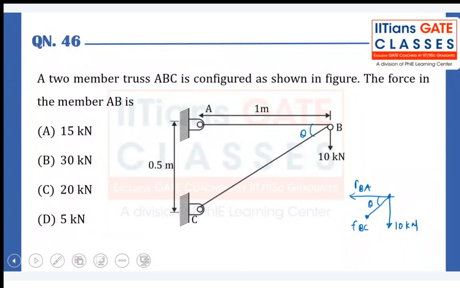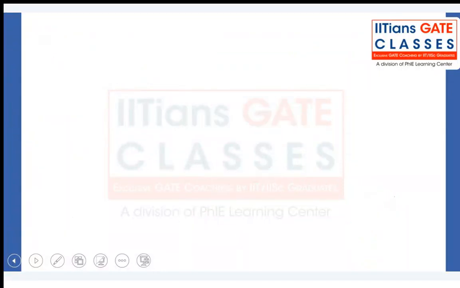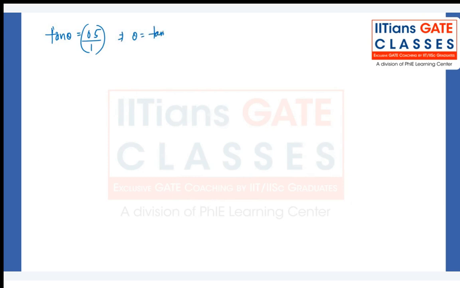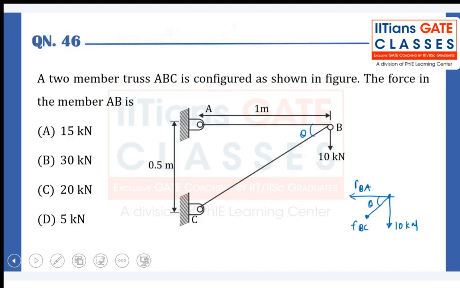We can calculate tan of theta. Tan of theta is equal to 0.5 divided by 1, so it's the perpendicular divided by the base. This implies theta is equal to tan inverse of 0.5, which is 26.5 degrees. We have the value of theta now.